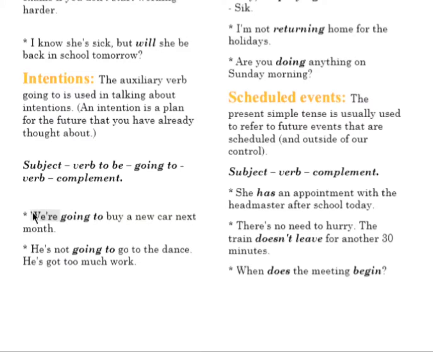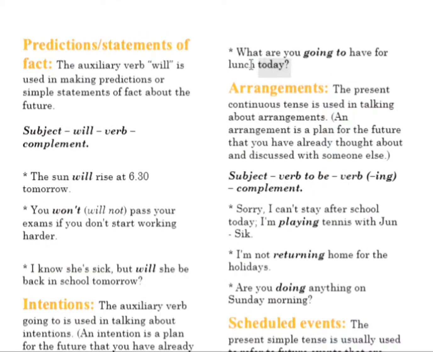In this case, we use are because we are working with the personal pronoun we. We are going to buy a new car next month. Negative sentence, we could say: he's not going to go to the dance. He's got too much work. In this case, we use the negative form of the verb to be, is not, or you can also say he isn't going to go to the dance. Finally, we can also make questions like: what are you going to have for lunch today? You can also answer like: I am going to have pasta for lunch today.